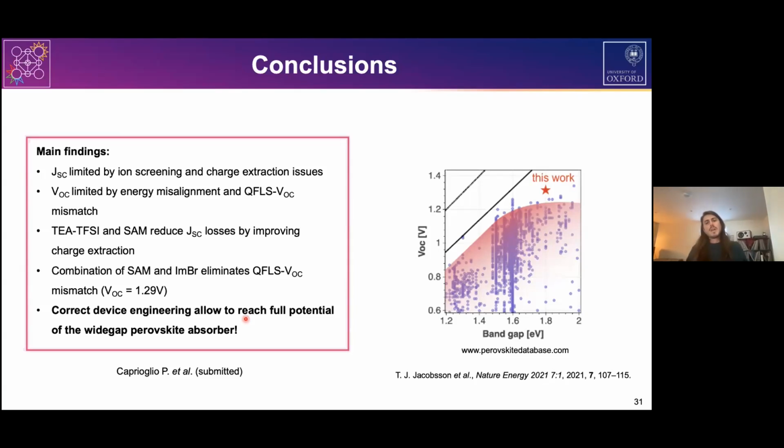So, probably the main take-home message here is that these wide gap devices are not necessarily limited by the material itself, and that if you apply appropriate device engineering, the selection of the transport layers, or optimizing the interfaces, you can really access the full potential that the perovskite is able to deliver. And if we now look at the initial plot, when we plot our devices on top, you can see that the VOC losses that our devices now show are comparable to the normal losses of narrower bandgap perovskite.